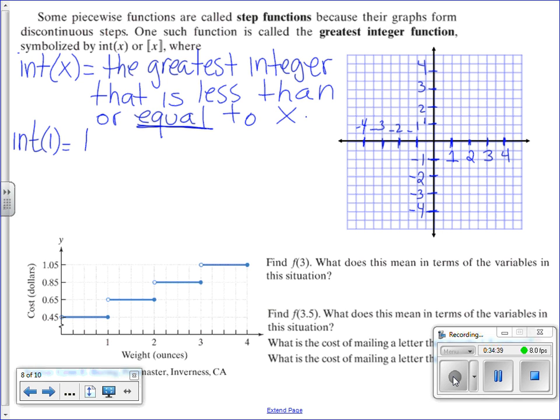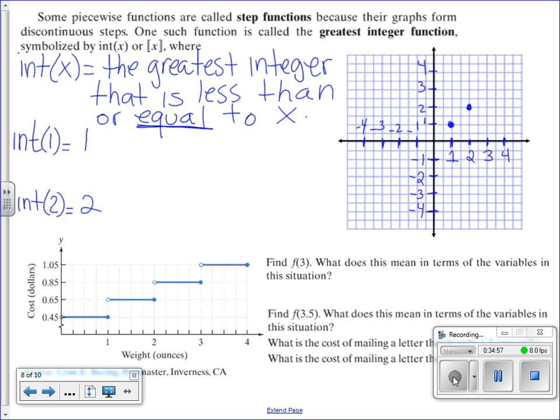Same thing if I was to ask you, what is the greatest integer of 2? The answer will be 2, okay? Let's plot those points for now. So the point (1, 1) and (2, 2). Now let's see what happens in between those two integers.